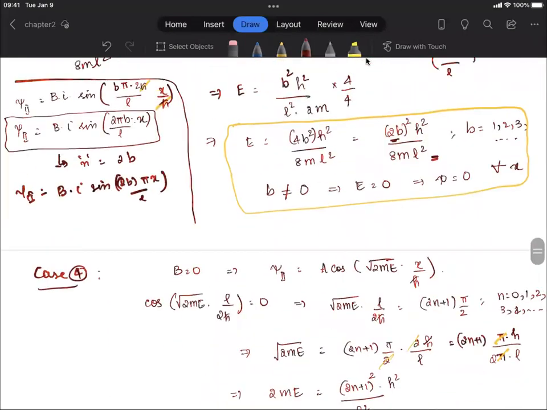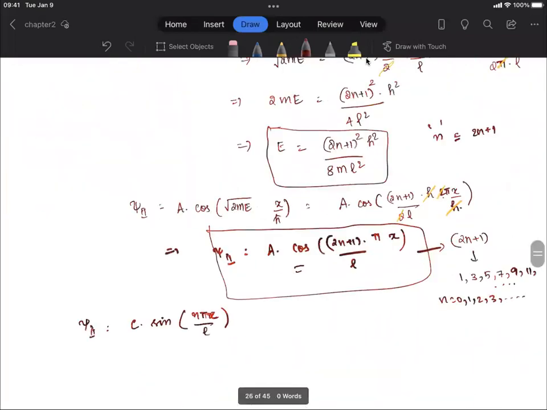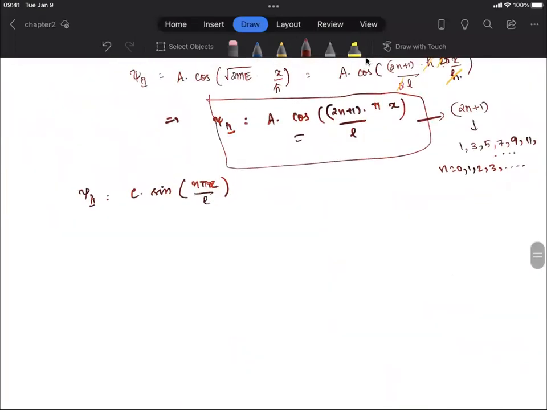Now, in this case, 2b can take values of 2, 4, 6, 8, 10, 12, and so on. It takes the values of even numbers, right? Because b cannot be 0, otherwise the wave function would be 0. This 2b is only going to take even values, and 2n plus 1 here is going to take odd values.